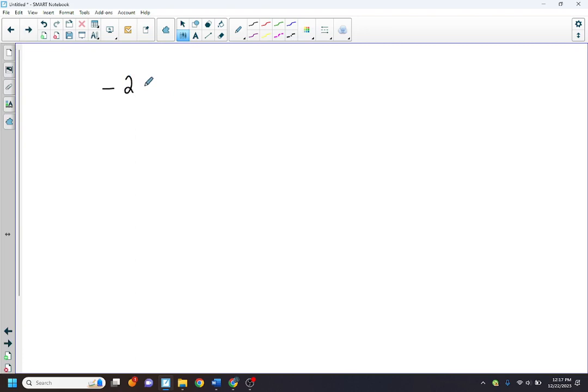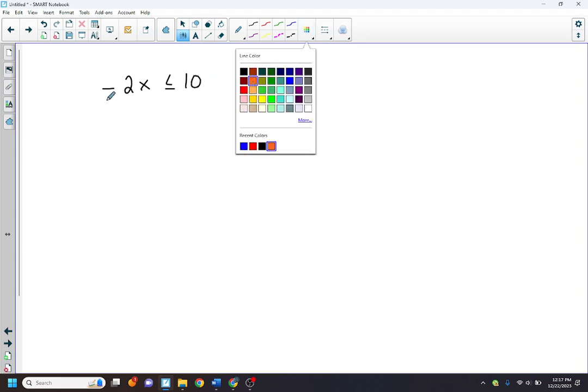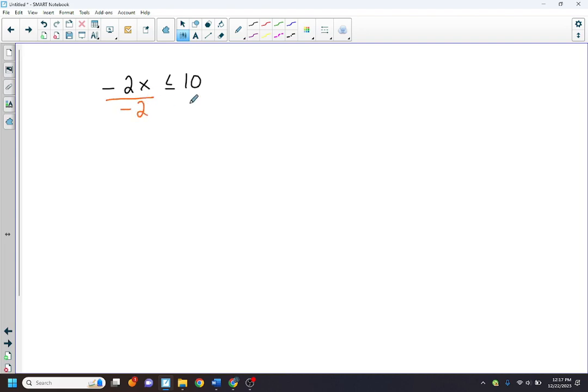So -2x is less than or equal to 10. Okay, so you would divide by -2, and x will be -5. X is smaller than... that's false. Well, we're gonna divide by -2 on both sides, but we have to flip the symbol. So don't forget to flip the symbol.